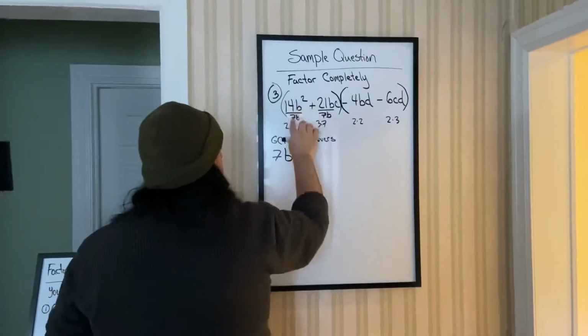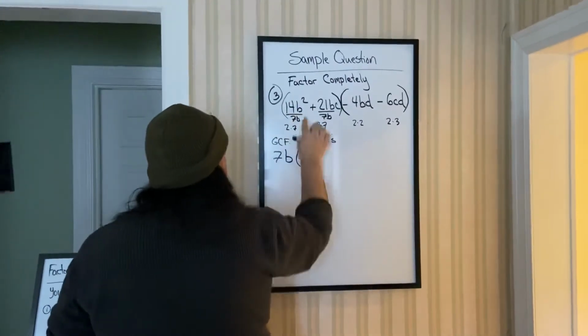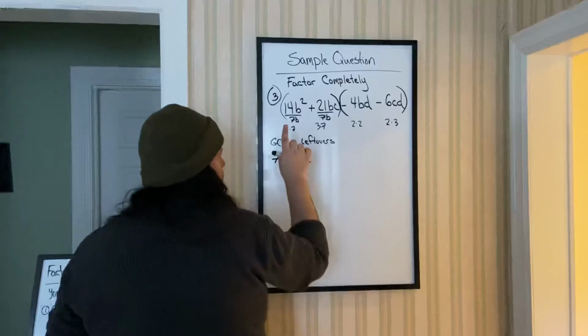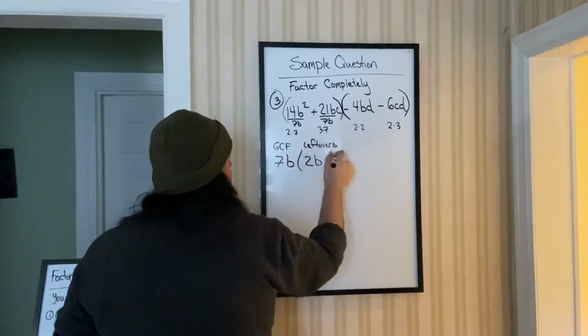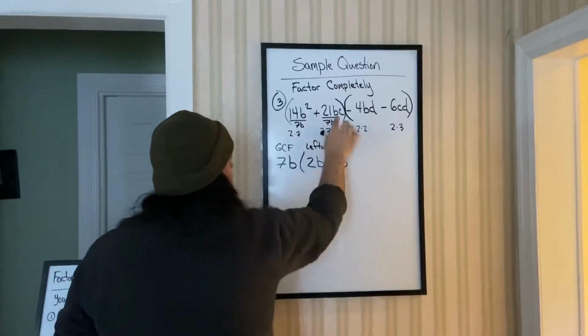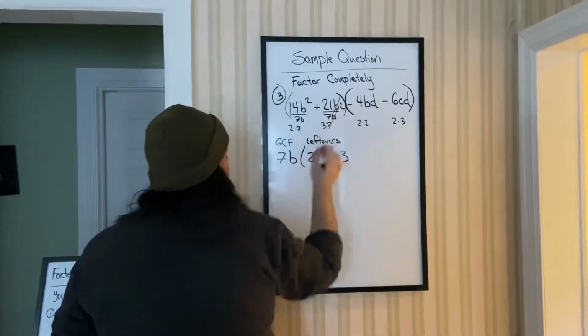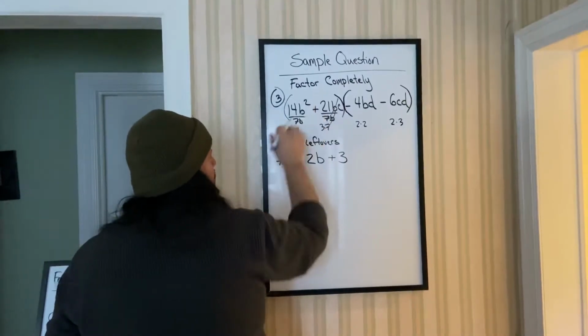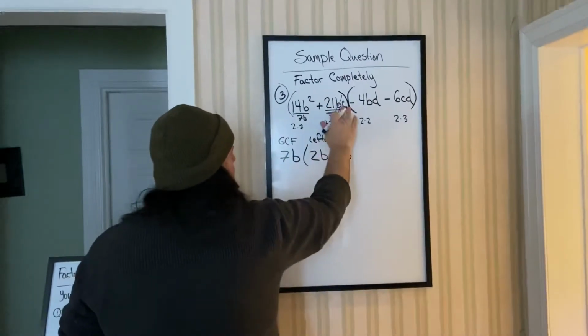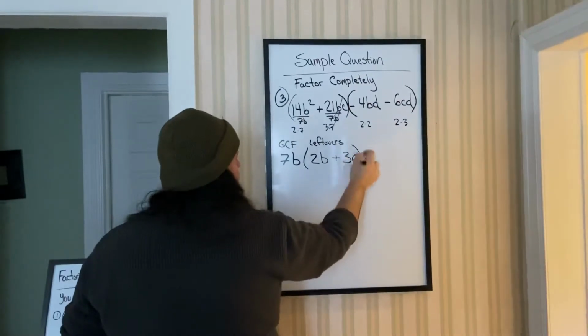Leftover, let's see, 14 divided by 7 is 2. B squared over B, there's 1 extra B on top. Here, 21 divided by 7, plus 3. B over B, they cancel out because there's a tie. Notice they didn't cancel out here because there's more on top. But these do, and then there's a C left over.